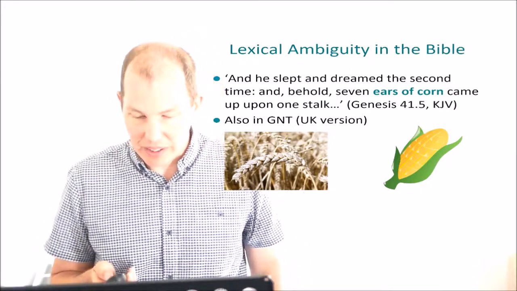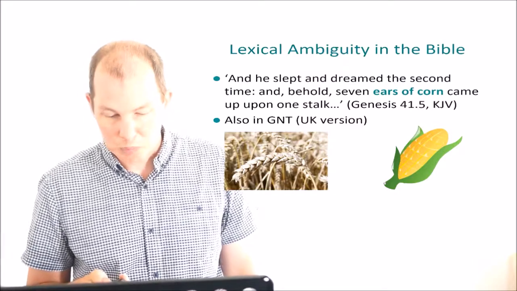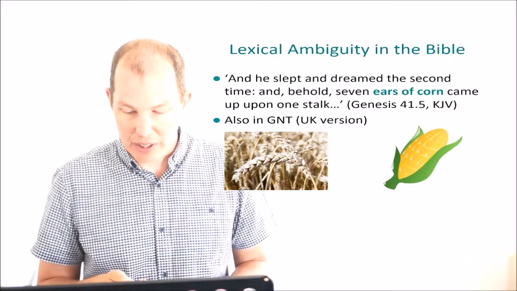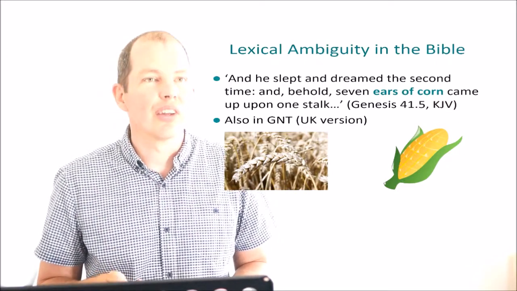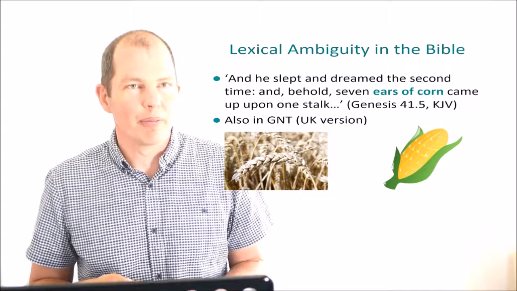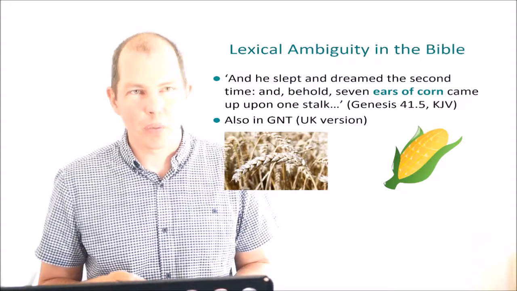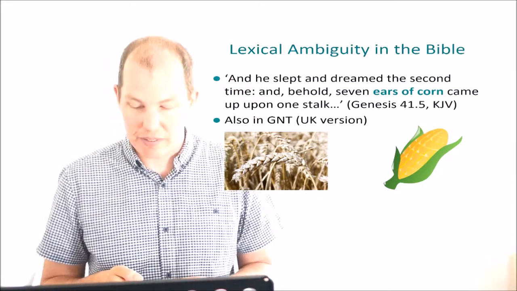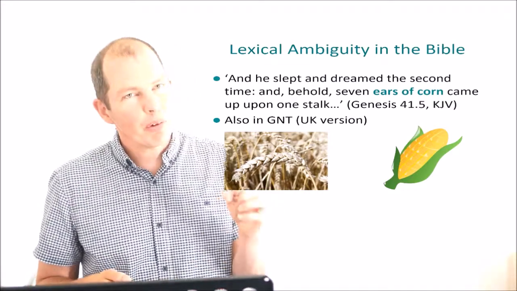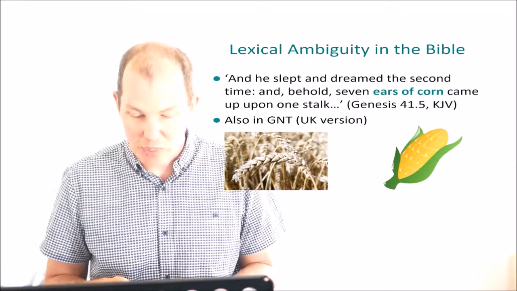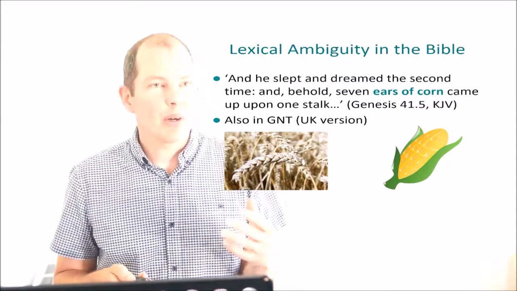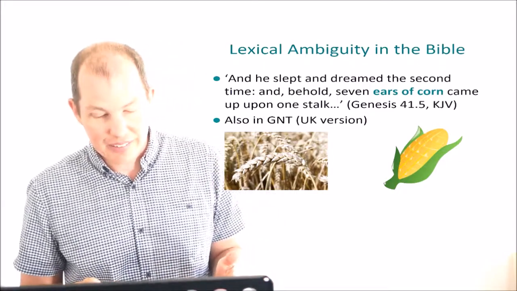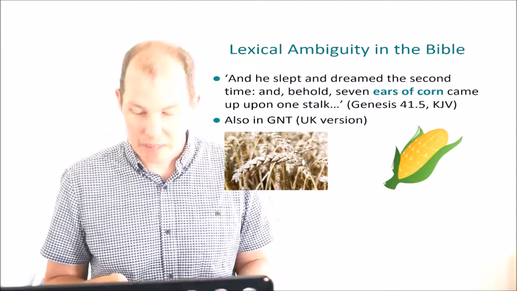Let's look briefly at an example of possible lexical ambiguity in the Bible. In the translation of Pharaoh's Dream in Genesis 41 verse 5, the King James Version talks about 7 ears of corn upon one stalk, like this. "And he slept, and he dreamed the second time, and behold, 7 ears of corn came up upon one stalk." The phrase ears of corn was also used in the UK version of the Good News translation. But the problem with this phrase, ears of corn, is that it can have at least 2 meanings. In the UK, it's most likely to be enriched with the sense of the top of a stalk of wheat, whereas in America, hearers are more likely to infer the sense the cob of a maize plant.